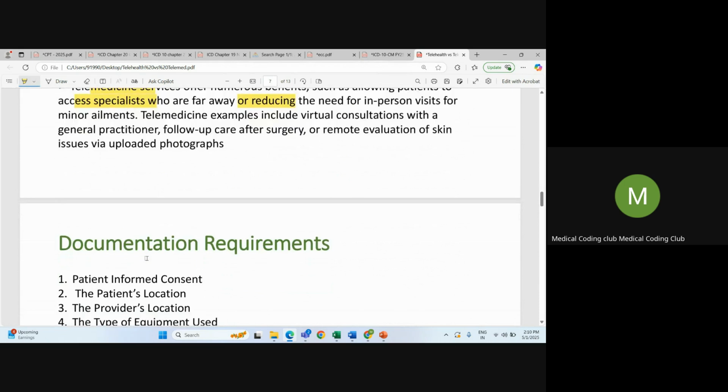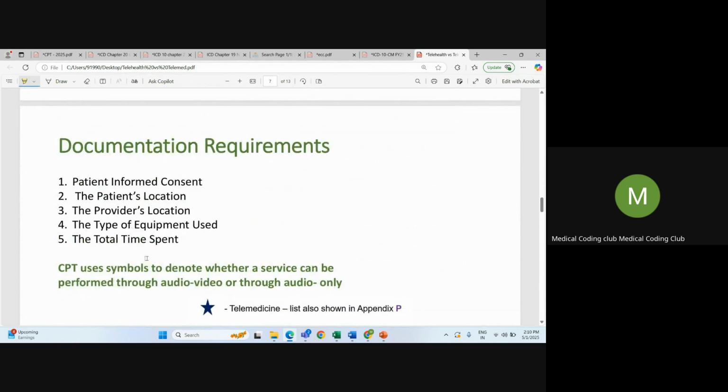So now, what are the documentation required for telemedicine? There are 5 documentations we must have in the record. That is patient informed consent. This consent form is very important. Okay, the patient who is taking the telemedicine should have that consent. Maybe every time whenever you take a telemedicine appointment, every time you should fill the consent. Okay, so that is the importance of the consent form.